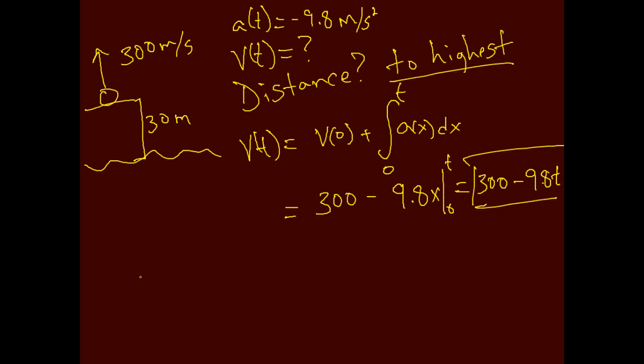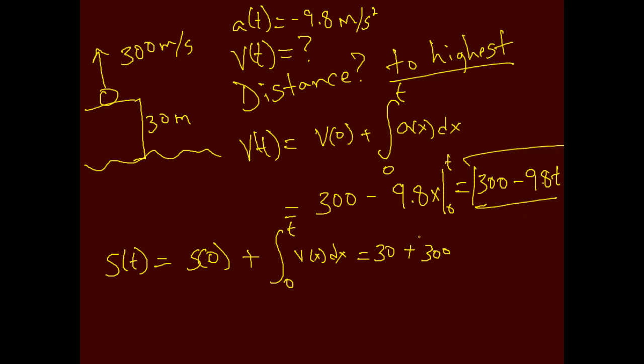First we're going to find a position function. So if we want a position function, we need s of t. And we know that's going to be the initial position plus the integral from 0 to t of our velocity. So in this case, it's going to equal 30 plus the integral of 300 minus 9.8x, which is going to give us 300x minus 4.9x squared, and we're going to evaluate that from 0 to t, which gives us a position function of 30 plus 300t minus 4.9t squared. So this is our position function.